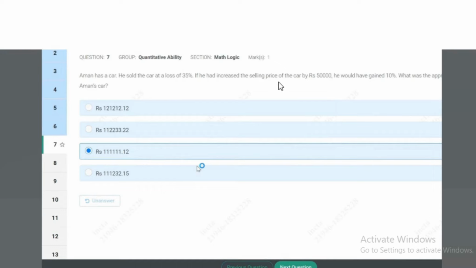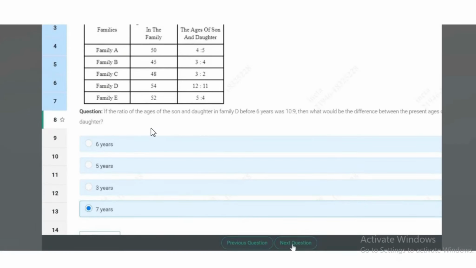And the next question is, Aman has a car. He sold the car at a loss of 35%. If he had increased the selling price of the car by 50,000, he would gain 10%. And what was the approximate cost of Aman's car? So here the answer is option C.